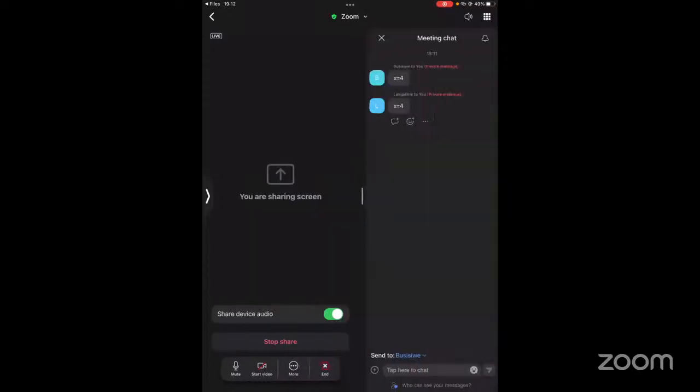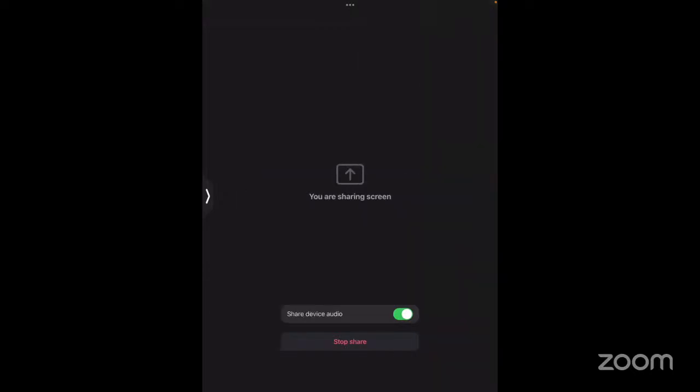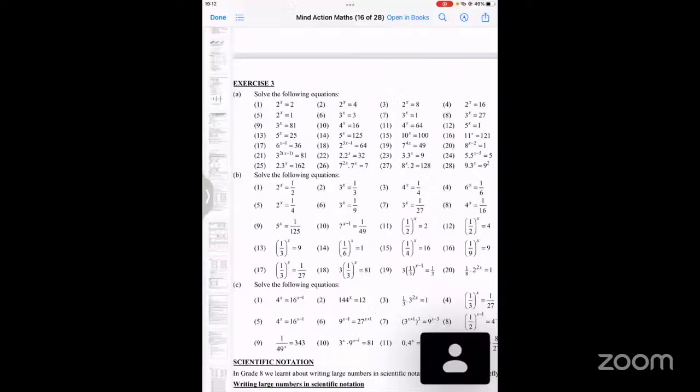So you guys tell me, Busisiwe, can you see what Langlihle sent to me? Or Langlihle, can you see what Busisiwe sent to me? You don't see anything, ne? I can see. I can also see. I'm not sure what the difference is when it's to everyone versus when it's direct, but it's fine.